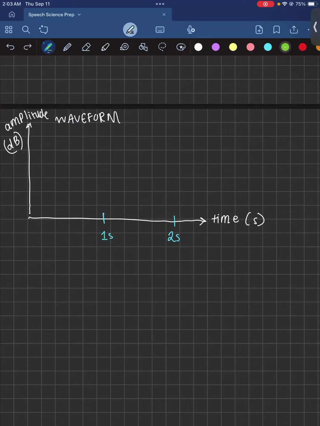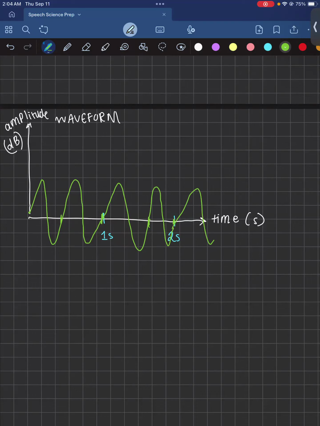I don't like how I drew that. Let me try this again. Sorry, clearly today's not my best artwork. All right. Let's see, one. You know what? Close enough. This is not a perfect wave, but just assume it looks perfect.